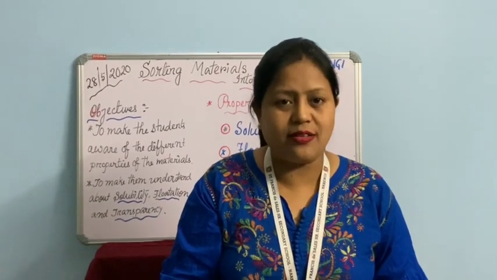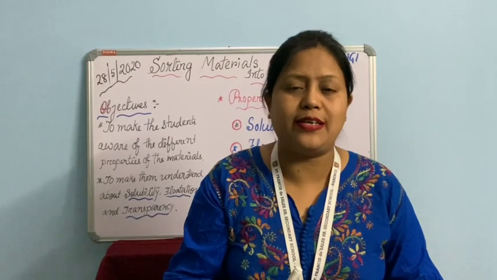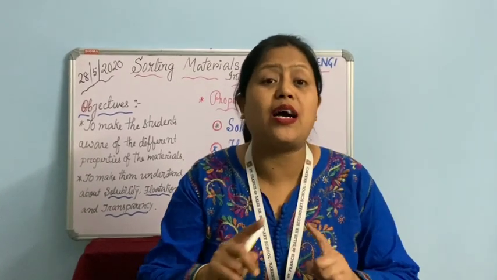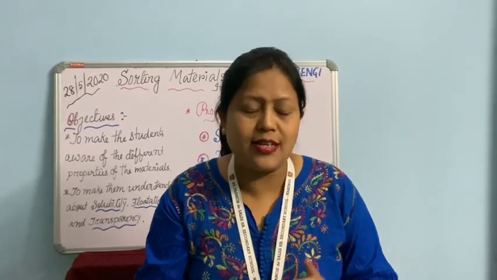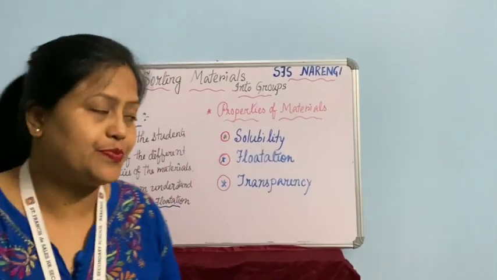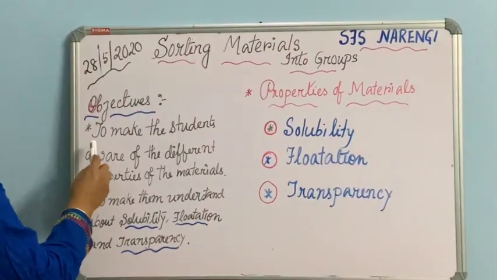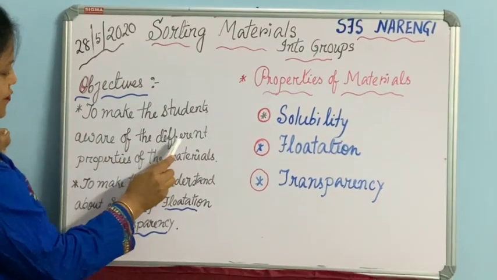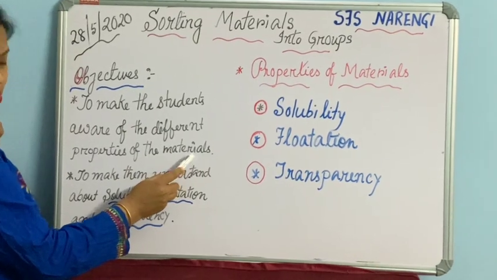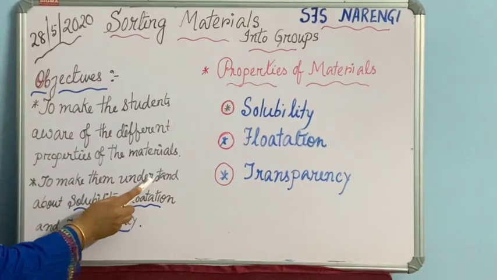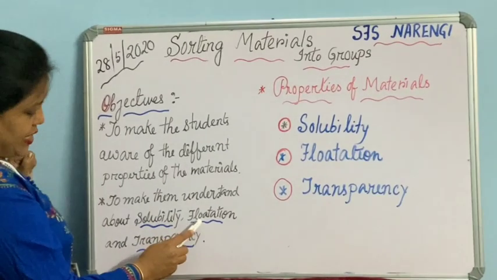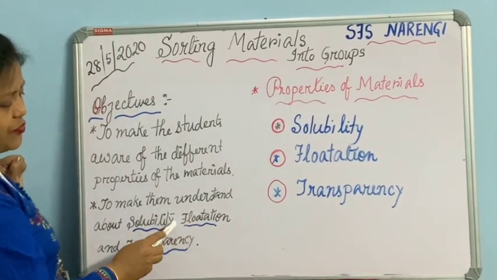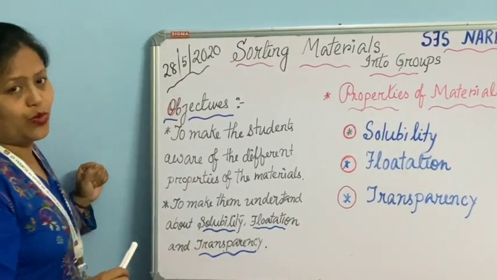So today in this video, we shall be continuing with the properties of materials, means we shall be dealing with other three properties. Before we start our class, let us look at the objectives first. The objectives for today's class are to make the students aware of the different properties of the materials, to make them understand about solubility, flotation and transparency. So these are the different properties. Clear? Let's start our class.